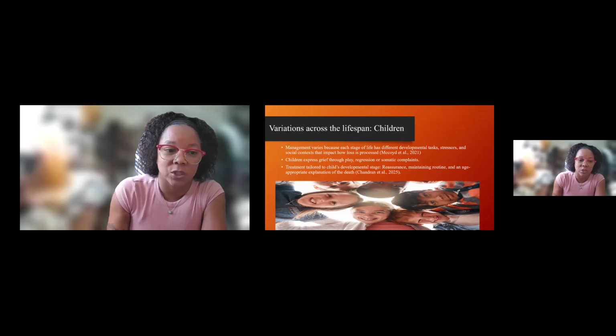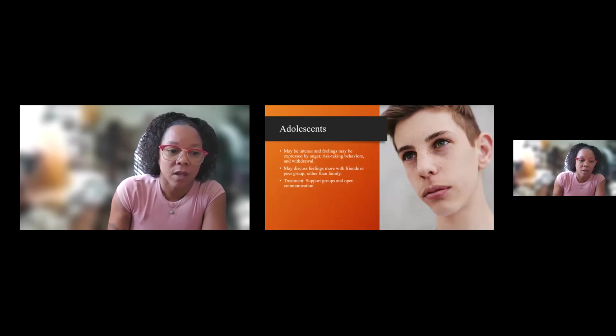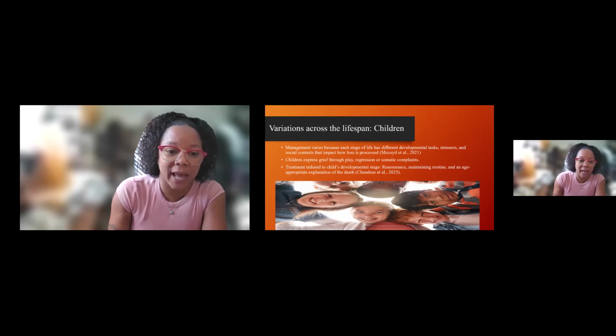The variations in management are because each stage of life has different developmental tasks, stressors, and social contexts that impact how loss is processed. Children express grief through play, regression, or somatic complaints. Their treatment is tailored to the child's developmental stage, providing reassurance, maintaining routines, and age-appropriate explanation of the death.